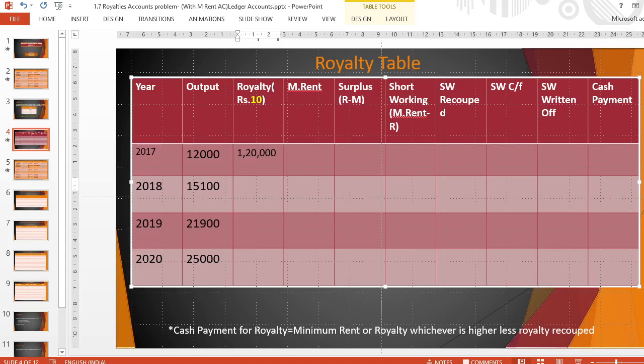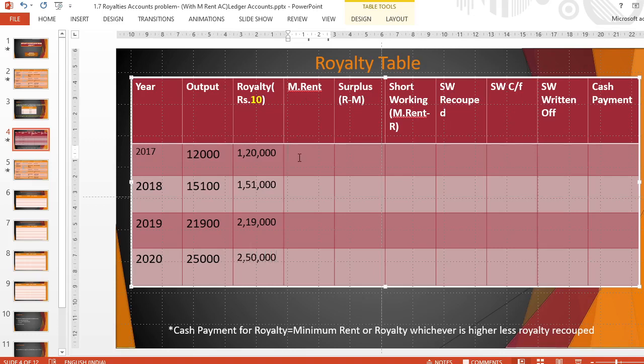15,100 into 10 rupees, 1,51,100 rupees. Sorry, 1,51,000 rupees. The next one, 21,900 into 10 rupees, so it is 2,19,000. 25,000 into 10 rupees, it's 2,50,000.